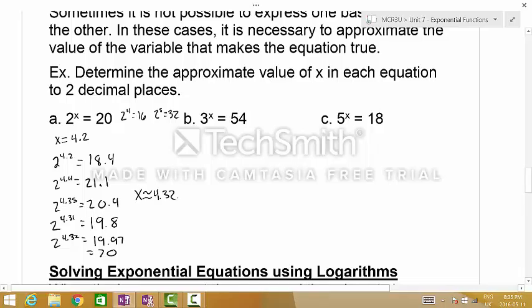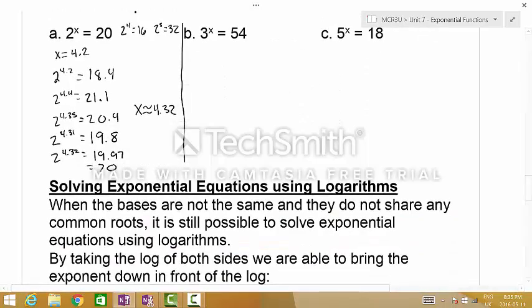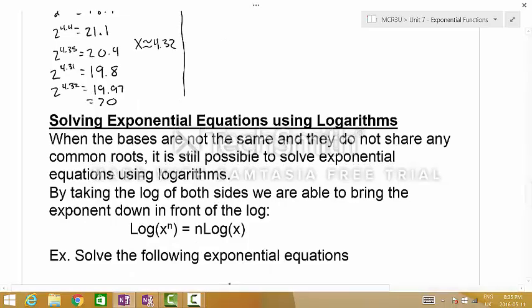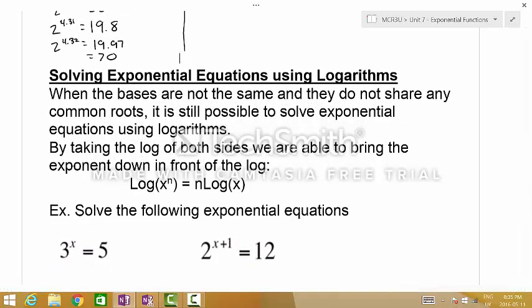Now, we could keep going, but you can see that it's a long process to do this guess and check, which is fine. Again, it might take up some time on a test, so I'm going to show you a different way. I'm going to ignore those next two and move right on to solving exponential equations using logarithms. Now, we only do this when we can't find that common base, that equivalent base, for our exponential numbers on either side.